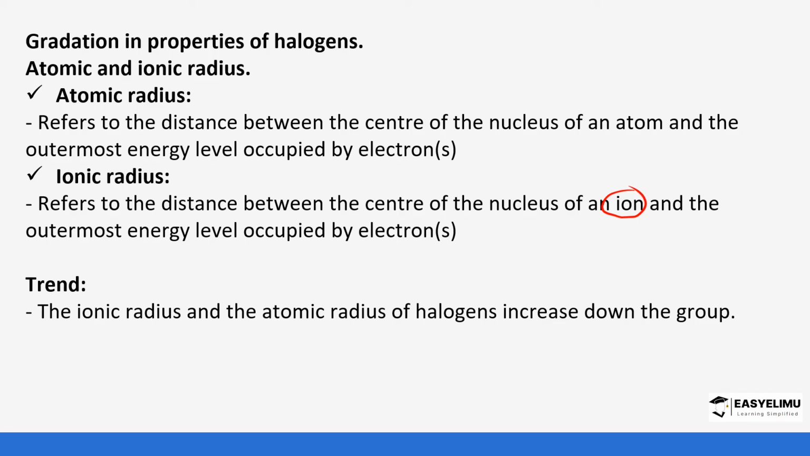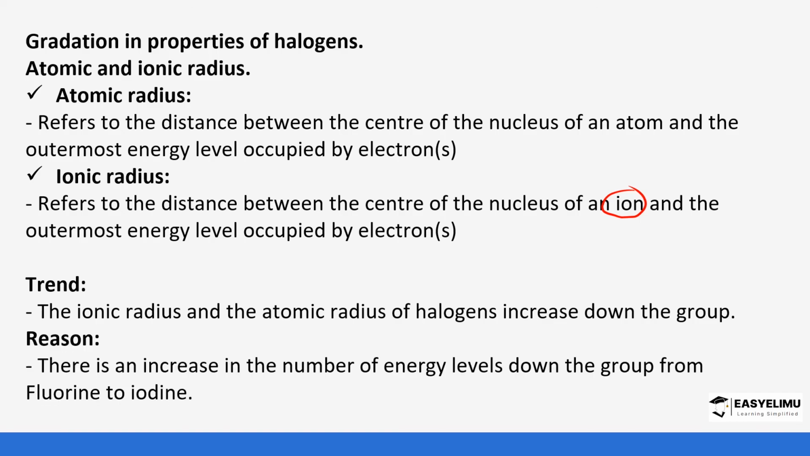When we come to some other properties, you notice they are contrary to the alkali and alkaline earth metals. They usually increase down the group because there's an increase in the energy levels down the group. You notice the energy shells are increasing from fluorine to iodine, just like we saw in the previous slide.